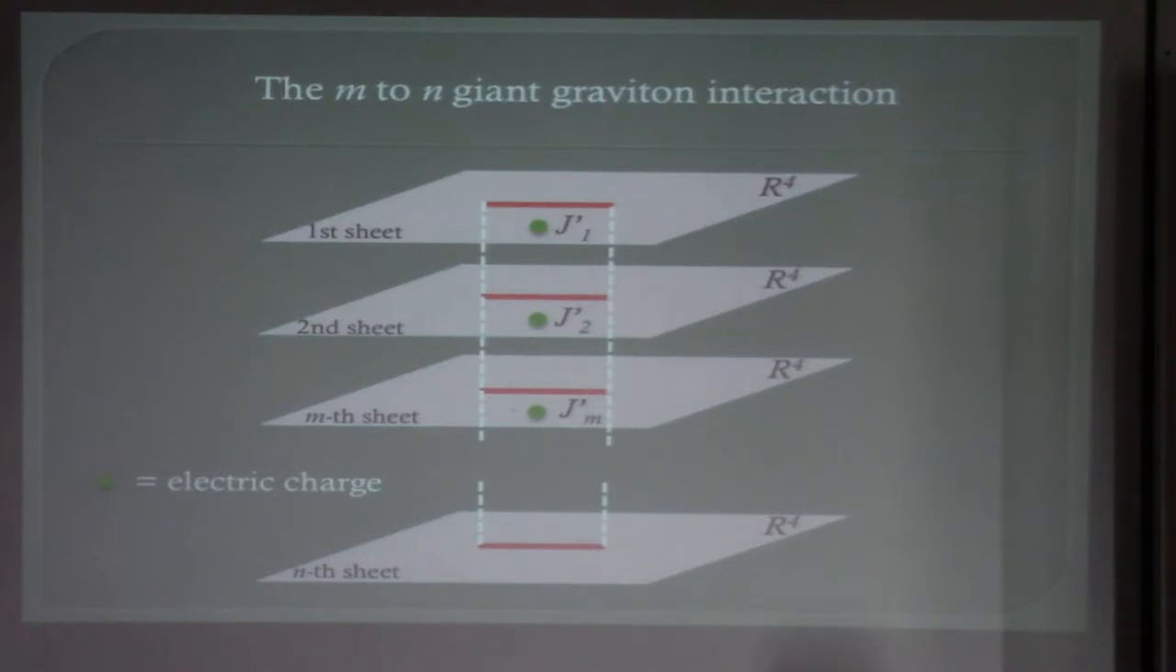The correspondence to giant gravitons is the following. This green dot corresponds to a charge I put on this space. Each charge corresponds to an initial giant graviton, so if I have m initial giant gravitons, I put m charges. The final giants correspond to asymptotic infinity, so I need n asymptotic infinities, which means I have to prepare n Euclidean four-dimensional spaces. What I have to do is just solve this system: put charges in this multi-sheeted space and find the electrostatic potential.